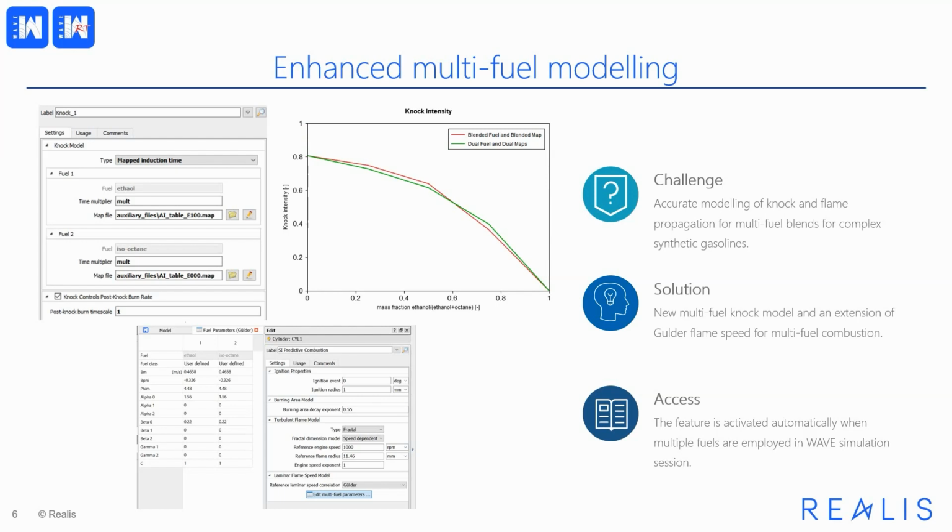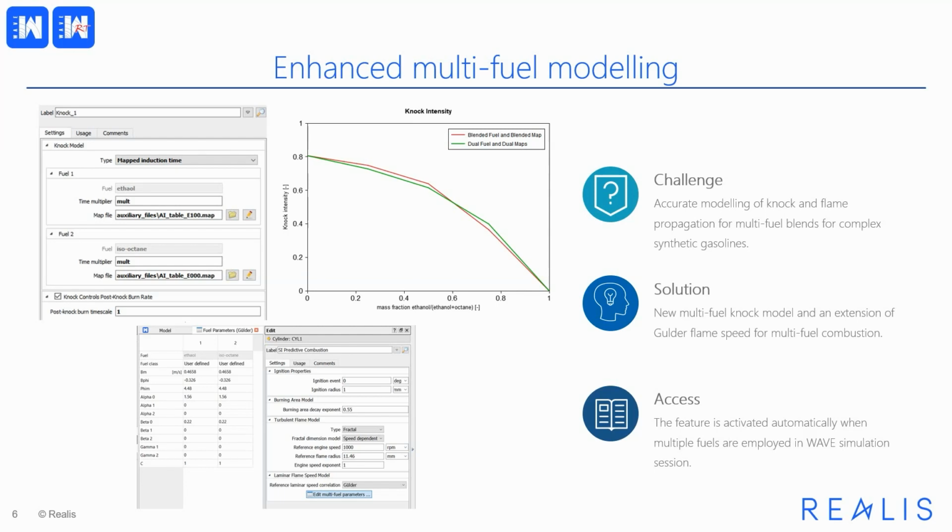To help our customers address this challenge, in this release, we have extended knock modeling in WAVE and WAVE RT to support multi-fuel applications. We have also extended multi-fuel laminar flame speed modeling to support the Gülder correlation approach. The multi-fuel knock modeling is available for Douaud and Eyzat correlation as well as ignition delay interpolation maps based on detailed chemical kinetics. The existing knock model has input for each fuel. For the Douaud and Eyzat and the mapped induction time models, the induction time for the mixture of fuel is calculated from the induction time of each fuel.